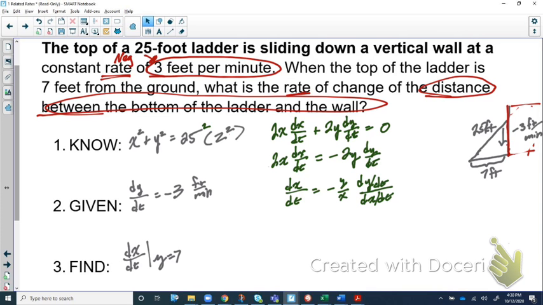Now, I know the x value, when the ladder, or no, I don't know the x value. I know when the top of the ladder is 7 feet from the ground, so I mislabeled that in my diagram, so I need to change that. That's not 7. This here is your 7 feet. So that's the y value. And we have a y value. We have dy/dt to be negative 3 feet per second.